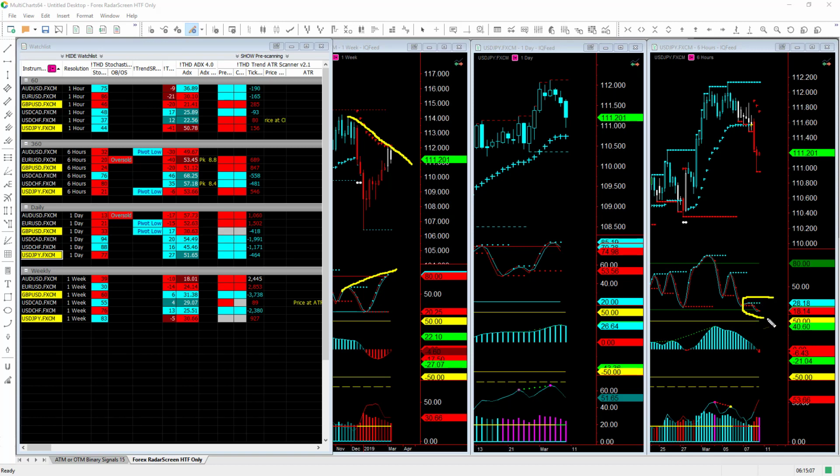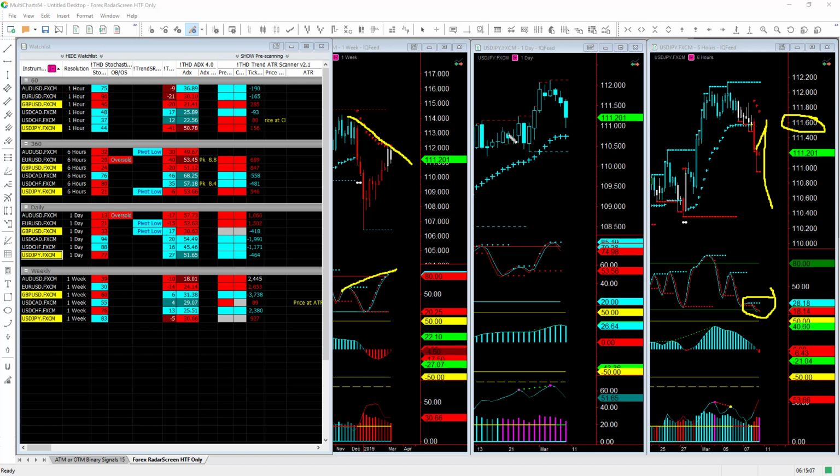But watch out for this on the 6-hour, okay? Because you're already overextended, but there is no divergence here. So we might get a quick move up to test the ATR, probably I would say around 111.60 before it continues to move down. But again, because this is working on the weekly, we may see this continue down. We'll just have to wait and see.